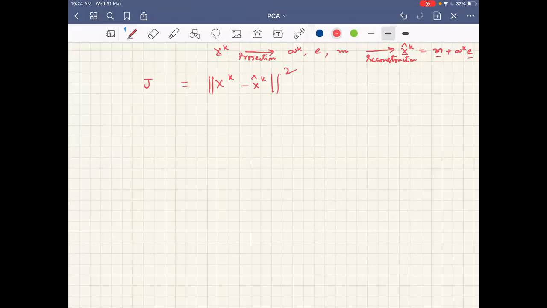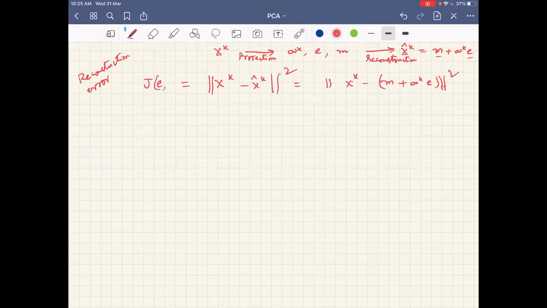So now I want to expand this: xk minus M plus ak into E. Now the question is, what do I do with this? Why did I write the reconstruction error? We want to find that E which minimizes the error. Very good. So this J is a function of E.